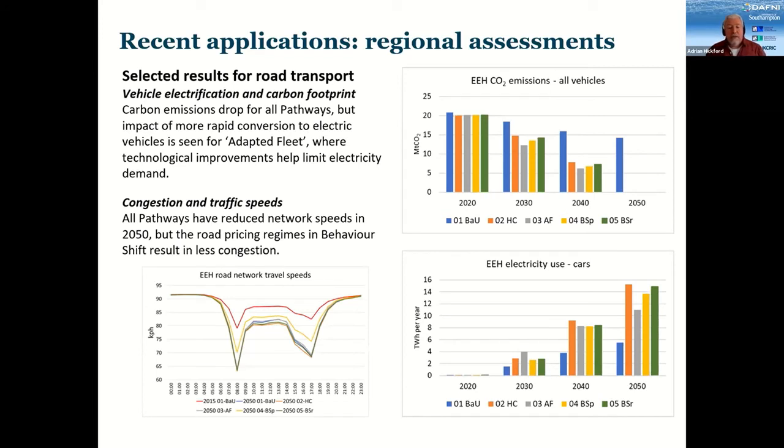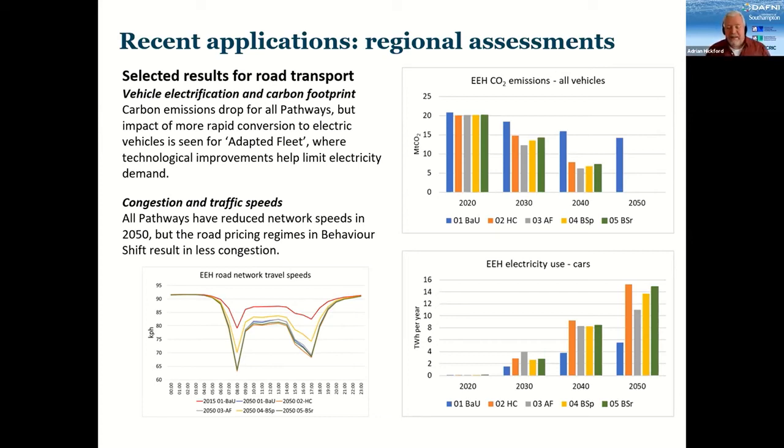This graphic shows the average speeds in the road network by time of day. Those dips are showing the slower, more congested peak periods, and naturally higher populations will generate more traffic, so we can expect more congestion in 2050. But here you can see the effect that the road pricing measure has on the behaviour shift pathway. That yellow line is slightly less bad than the others, although it does look as if none of the pathways are particularly effective at tackling congestion.